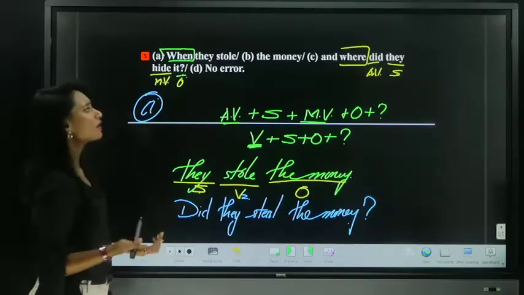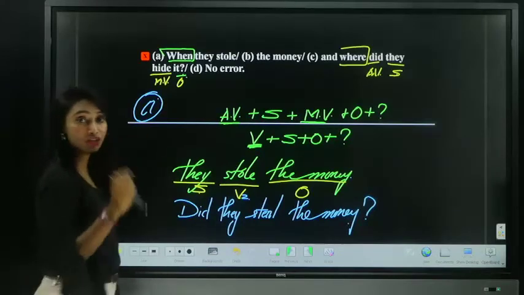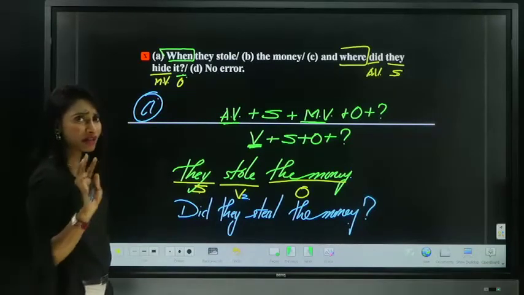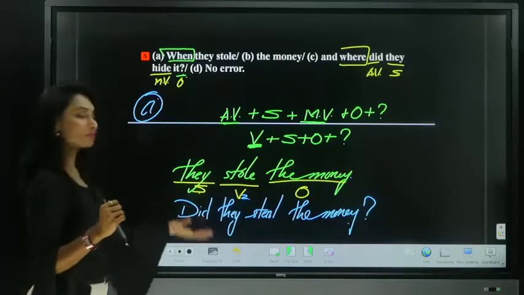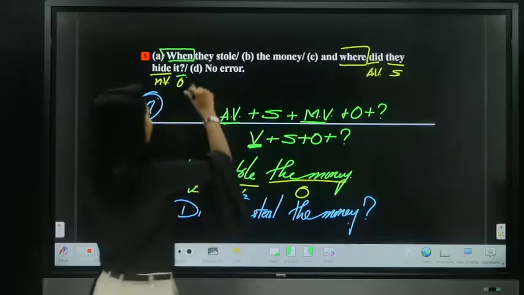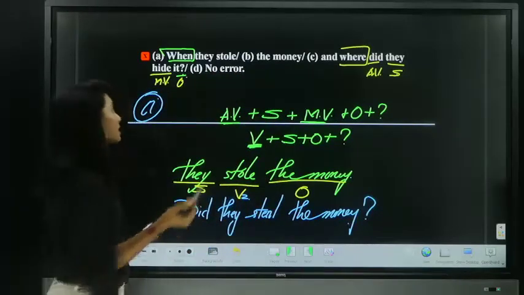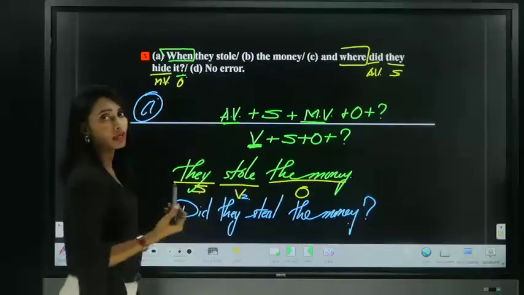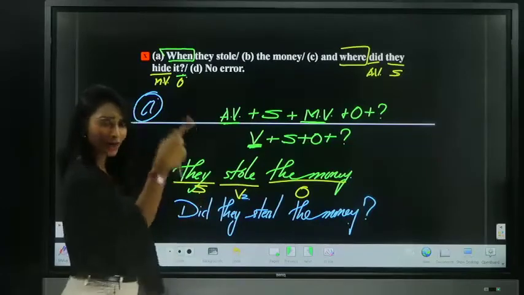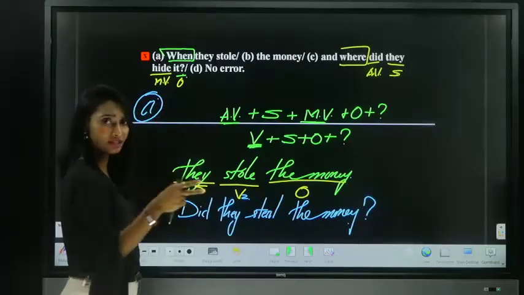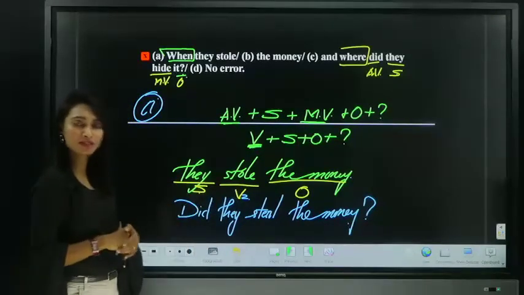And if you want to make it, you can take the second action in simple past, first action in past perfect. But our error is to correct it grammatically. So you can write it both in past. So when did they steal the money and where did they hide it? Otherwise, you can make it, when had they stolen the money and where did they hide it? That is also okay. Past perfect, first action; second action, simple past. But not required to go that way. You can write both actions in simple past also.